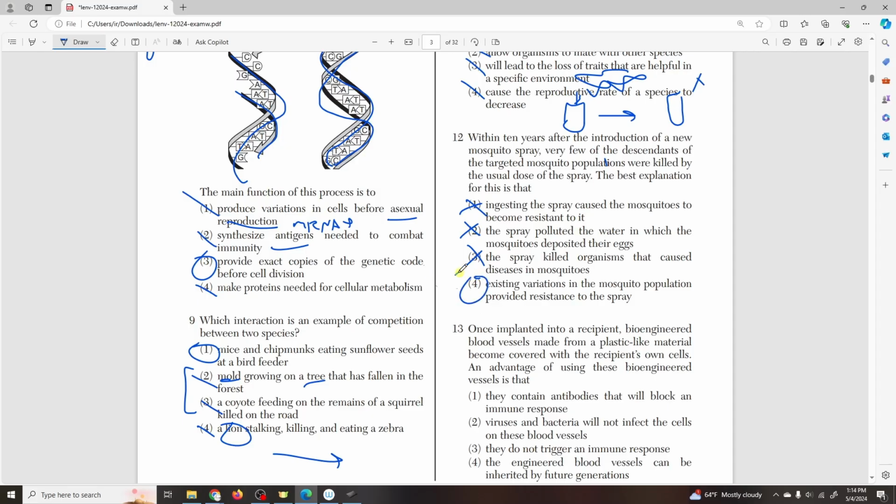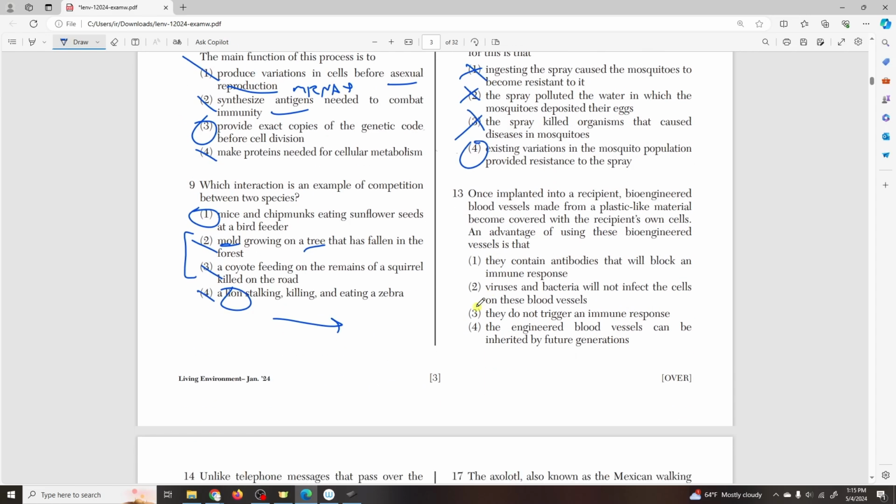It says existing variations in the mosquito population provided resistance to the spray. One mosquito could have had a mutation, right, that made the spray not effective anymore, and then it had a bunch of kids that also had that resistance gene, and then they just adapted to not react to the poison at all, right?